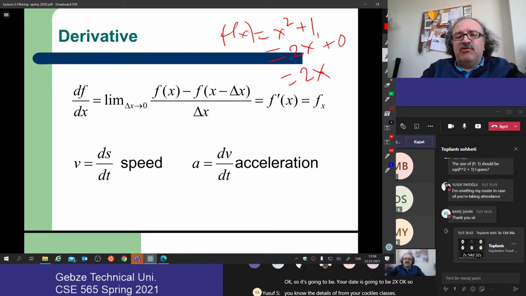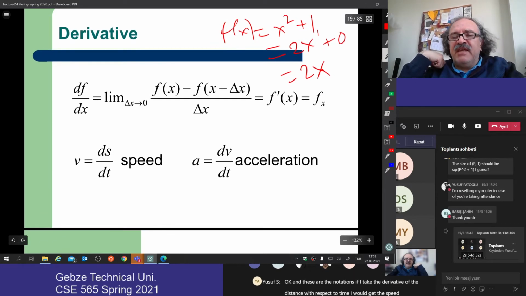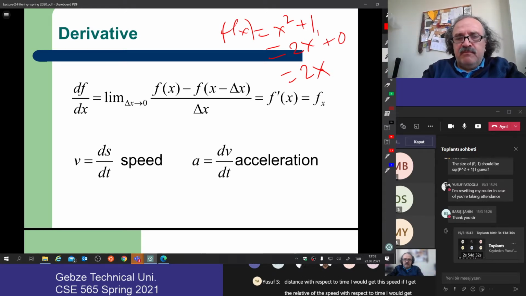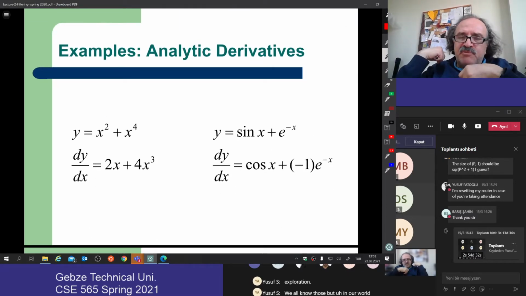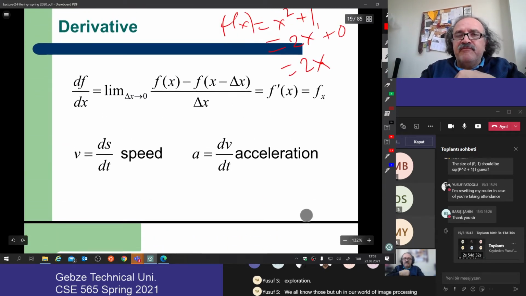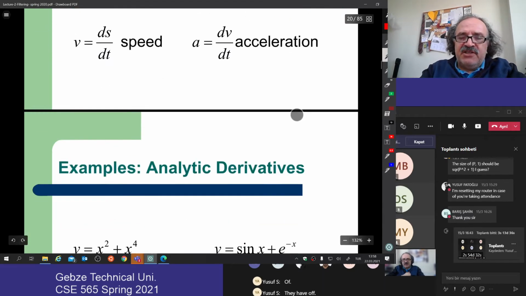Okay, and these are the notations. If I take the derivative of the distance with respect to time, I would get the speed. If I take the derivative of the speed with respect to time, I would get the acceleration. We all know those. But in our world of image processing and computer vision, we don't have nice continuous functions like f of x. We have discrete functions, and we need to find a derivative of discrete functions in a few minutes.